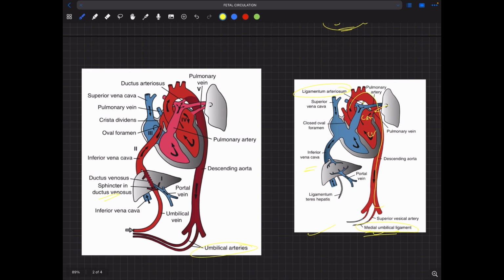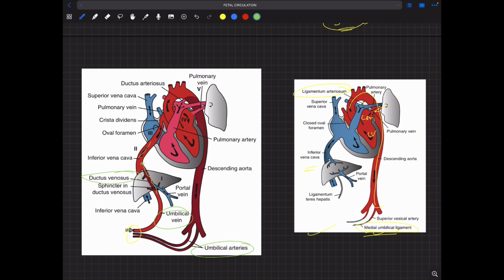So this is our fetal circulation, and we'll review it once again. This is our placenta. Blood from the placenta goes via the umbilical vein. Most of the blood from the umbilical vein bypasses the liver and goes through the ductus venosus. Now the blood from the ductus venosus reaches the inferior vena cava.